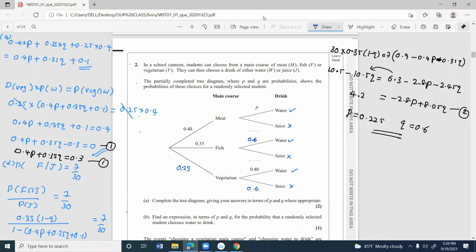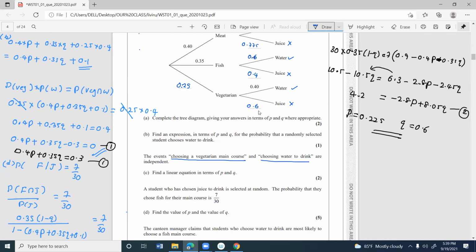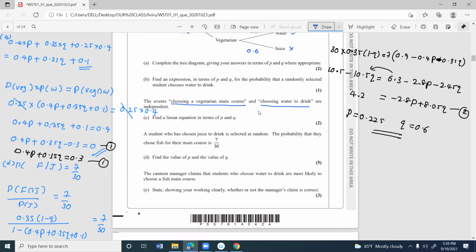So this should be 0.4, and this is 0.225. The other one is 1 minus 0.225, which is 0.775. So this answer is 0.775. Then they mention the canteen manager claims that the students who choose water to drink are most likely to have fish as a main course. State, showing your working clearly, whether or not the manager's claim is correct. Let's work it out and see.